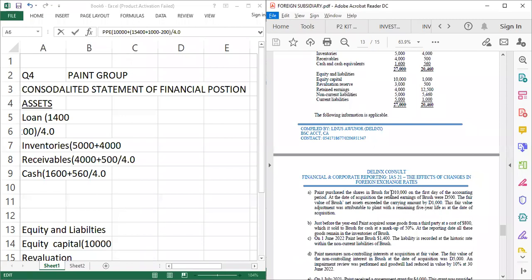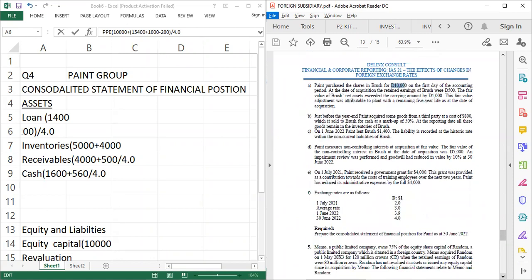So they have given us that already. If you want to try it, you can also look at it. You can see that the acquisition was done on July. So 2 times the 5,000 will give us 10,000. But if they are not giving this figure, you change the purchase consideration to the subsidiary's currency. All right, let's move on.